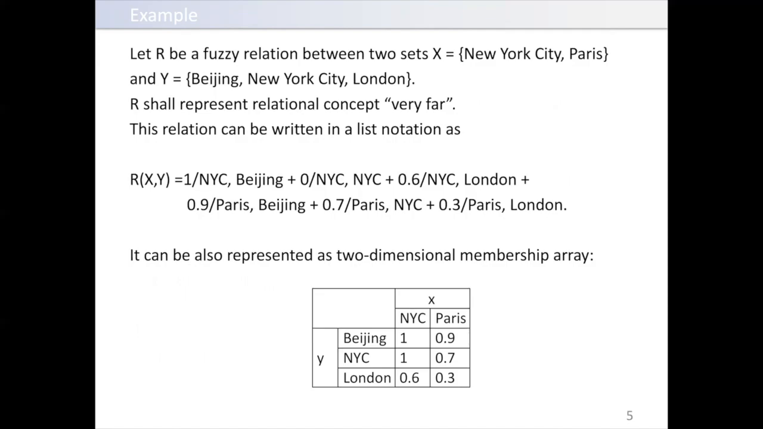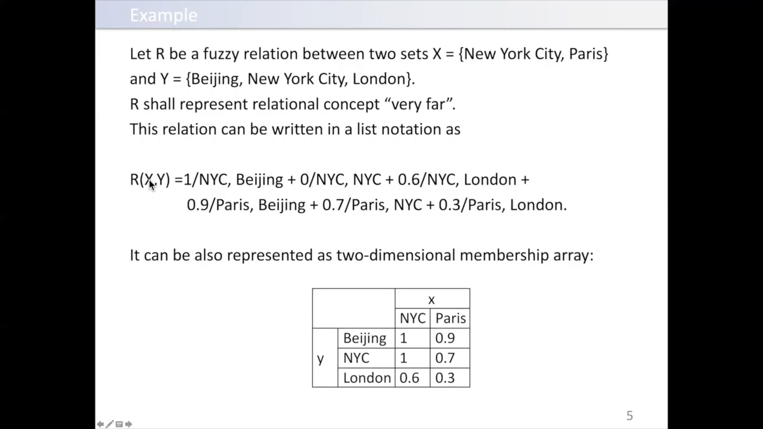Let R be a fuzzy relation between two sets. Set X contains New York City and Paris, and set Y contains Beijing, New York City, and London. R shall represent the relational concept "very far". This relation can be written in a list notation as relation xy.